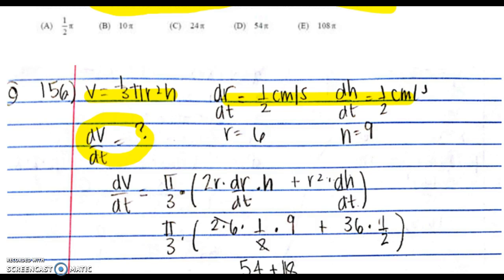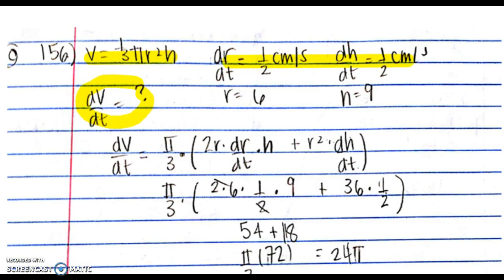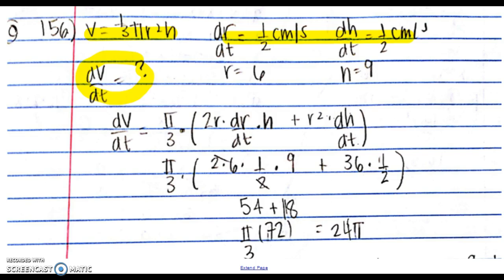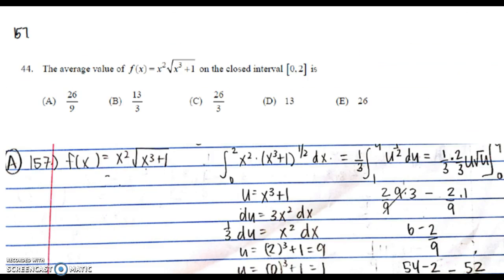So this is unfortunately product rule. Just watch your math as you go through, but once you can get it set up, it isn't too terrible of a problem. 157.